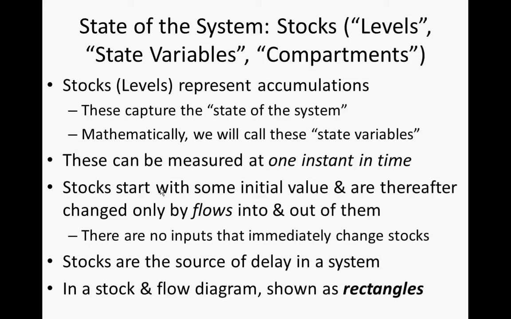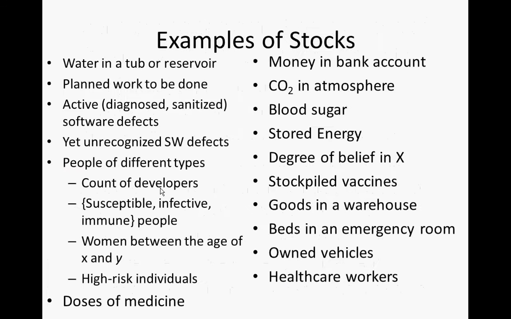Now, stocks within our models are going to start with some initial value, and thereafter they are going to only change via flows. So they start with a value, and their subsequent evolution is going to be dictated by the flows in and out of them. Whether they go up or down from that initial value is driven by the flows. Stocks are the source of delays within a system, and within a stock and flow diagram, they're going to be shown as rectangles.